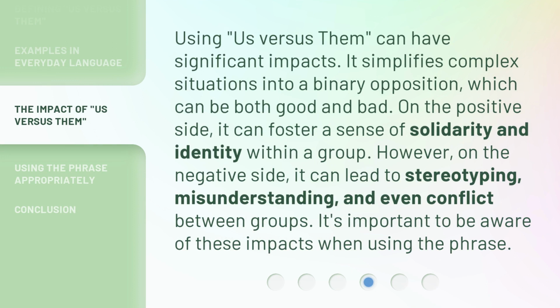Using us versus them can have significant impacts. It simplifies complex situations into a binary opposition, which can be both good and bad. On the positive side, it can foster a sense of solidarity and identity within a group. However, on the negative side, it can lead to stereotyping, misunderstanding, and even conflict between groups. It's important to be aware of these impacts when using the phrase.